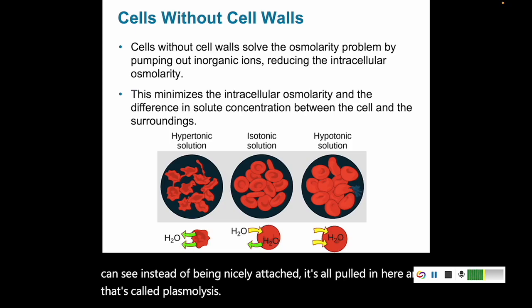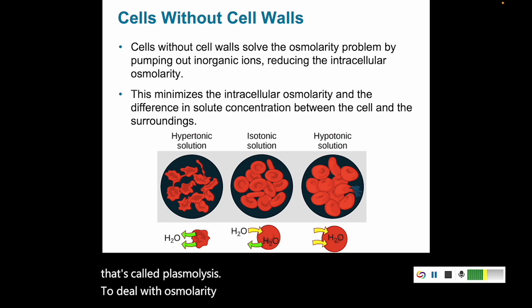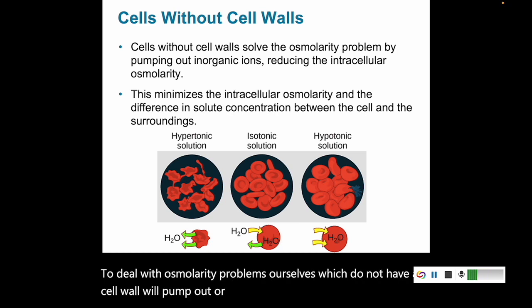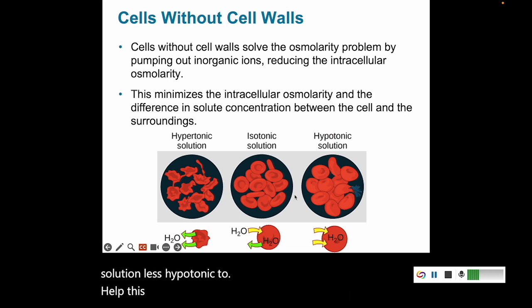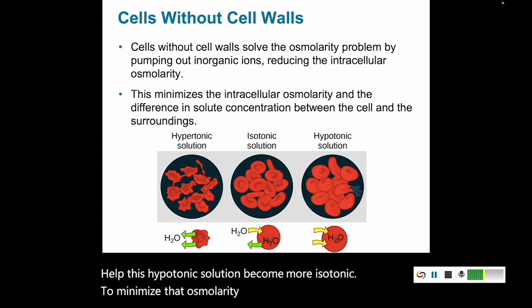To deal with osmolarity problems, our cells, which do not have a cell wall, will pump out inorganic ions to help make your solution less hypotonic, to help this hypotonic solution become more isotonic, to minimize that osmolarity difference between the cell and its surroundings.